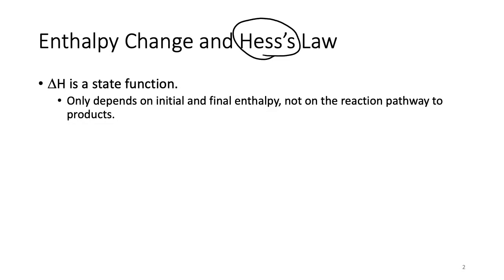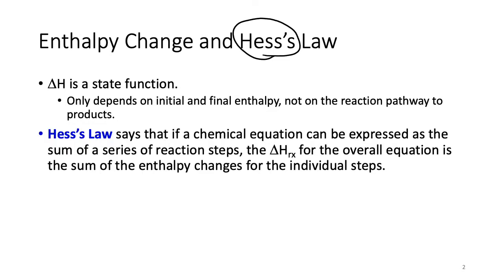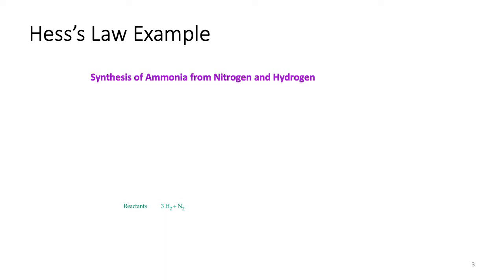Does not matter. So what Hess's law says is that if a chemical equation can be expressed as the sum of a series of reaction steps, then the enthalpy of reaction for the overall equation is going to be the sum of the enthalpy changes for the individual steps. So we are going to start with something basic, and don't worry about this. I will break it down a little bit easier.